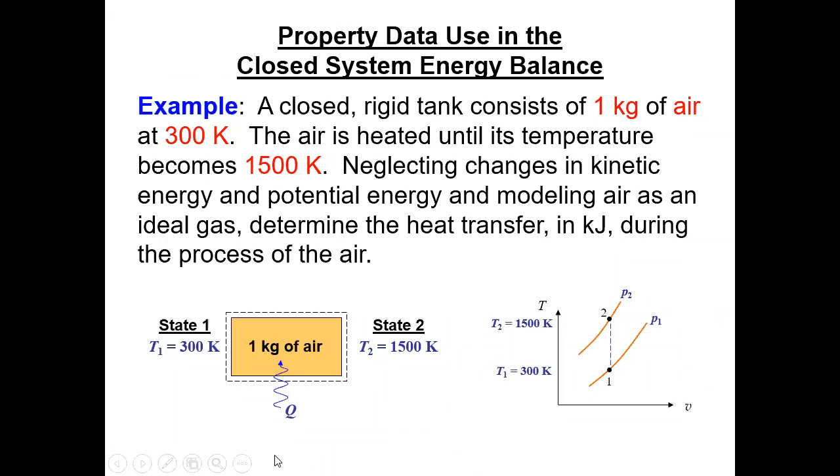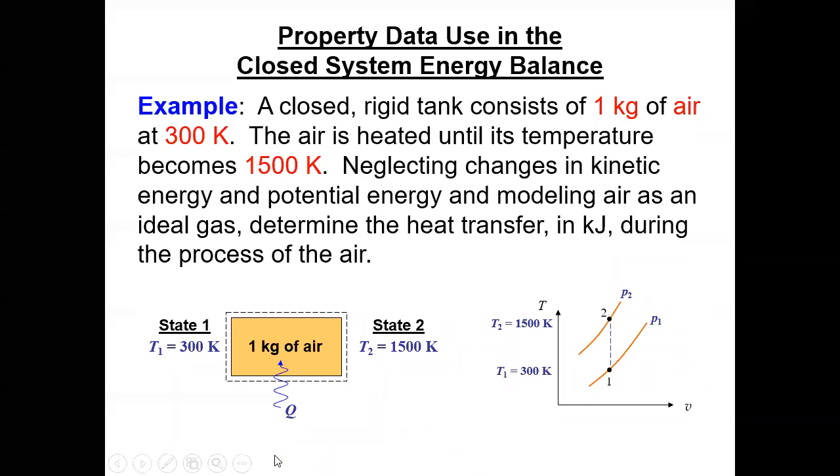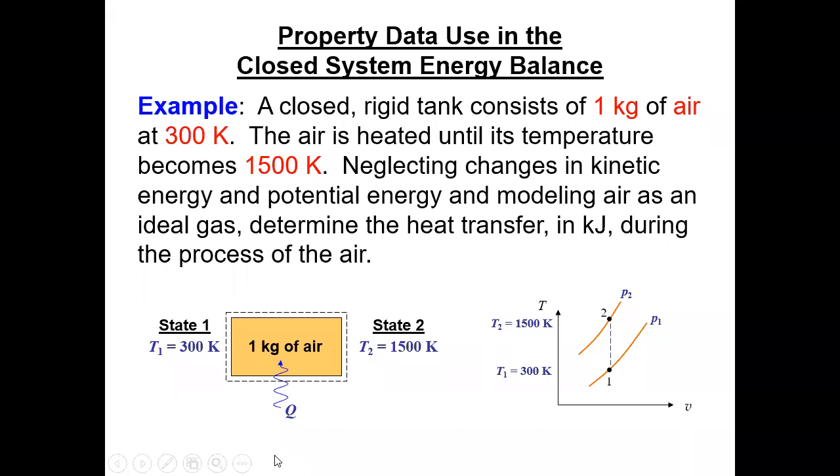A closed rigid tank. Rigid tells you there's not going to be any work interaction, because there's nothing that can move. It consists of 1 kilogram of air at 300 K. The air is heated until its temperature becomes 1500 K. Those are the same temperatures, I believe. Neglecting changes in kinetic energy and potential energy for the system as a whole, and modeling air as an ideal gas, determine the heat transfer during the process.